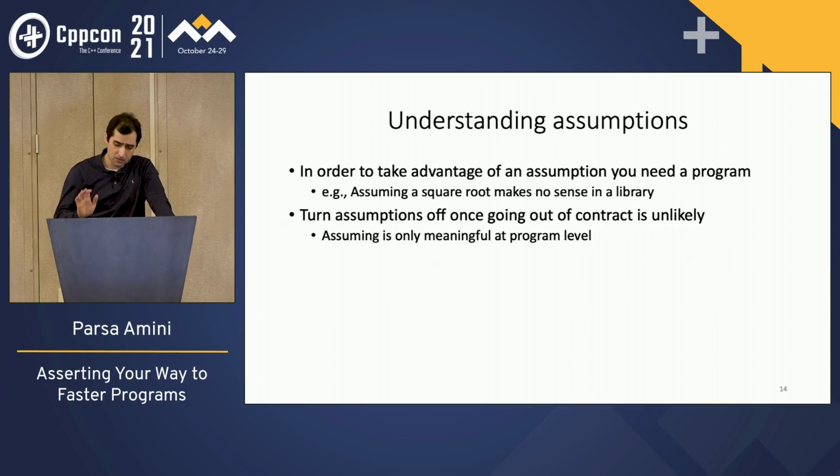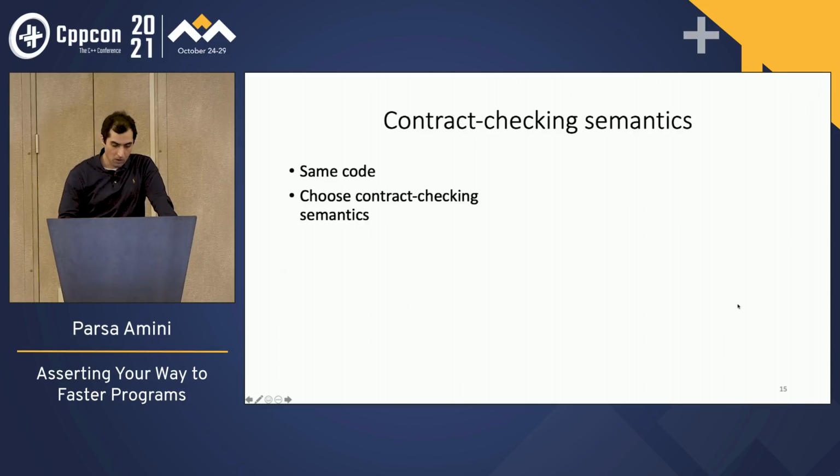To recap, assuming a contract has meaning with regards to a particular program. Assuming something in a library doesn't make sense because you have no way of finding out if you violate your preconditions. We can do that for a program that has enforced that contract in production. It must have been in production, and only then can we consider assuming the precondition. With the contract checking semantics that we discussed, we can write one precondition check and choose the semantic we want.